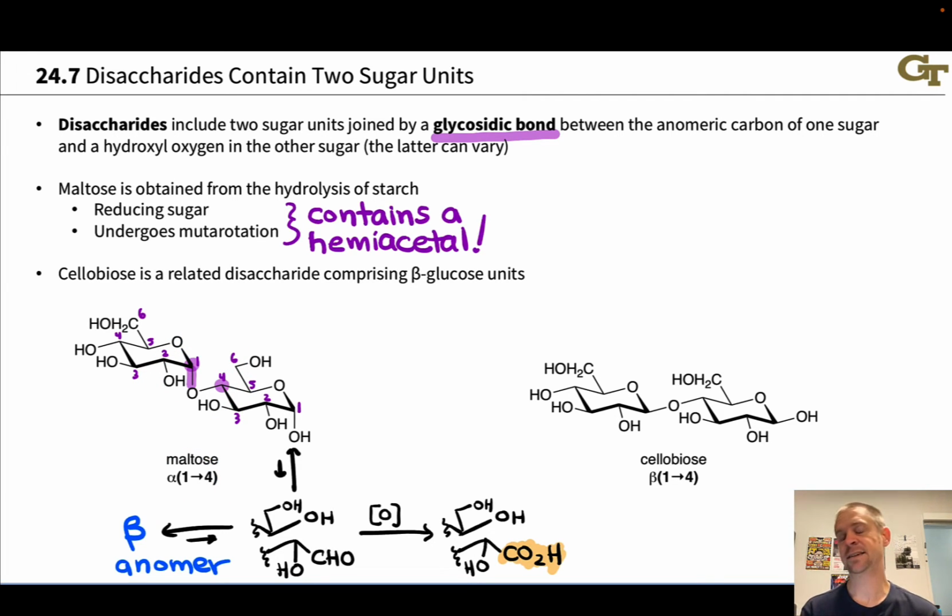Cellobiose is a related disaccharide that contains not alpha 1,4 linkages, but beta 1,4 linkages. So notice if we number the carbons in cellobiose, we still have a linkage between carbon 1 and an oxygen linked to carbon 4 in the right-hand glucose unit. And aside from that, we've got two glucose units, just as in maltose. The key difference between maltose and cellobiose is in the configuration right here. Notice that now we have an axial H and an equatorial oxygen where we had an axial oxygen in the maltose. So the glycosidic bond now is not an alpha 1,4 linkage, but a beta 1,4 linkage in cellobiose.